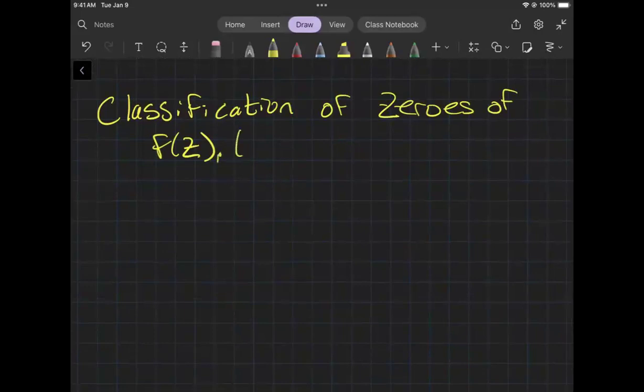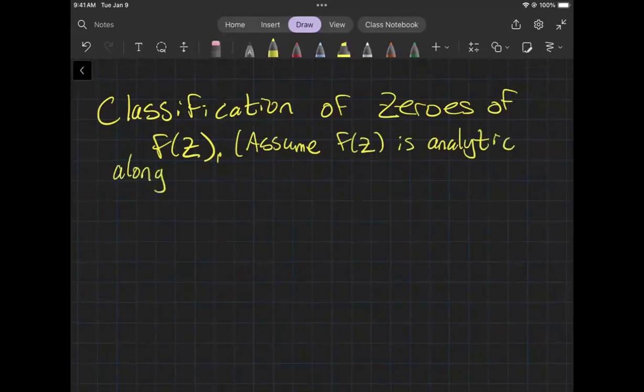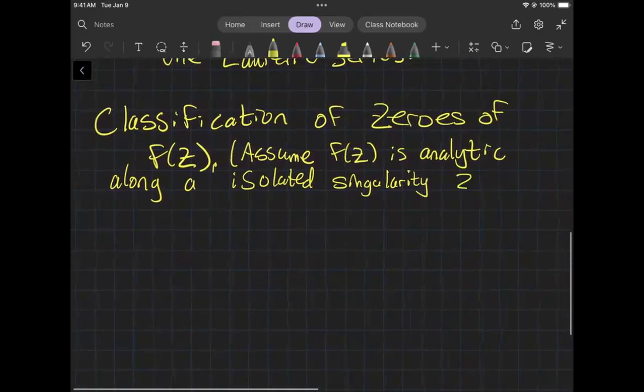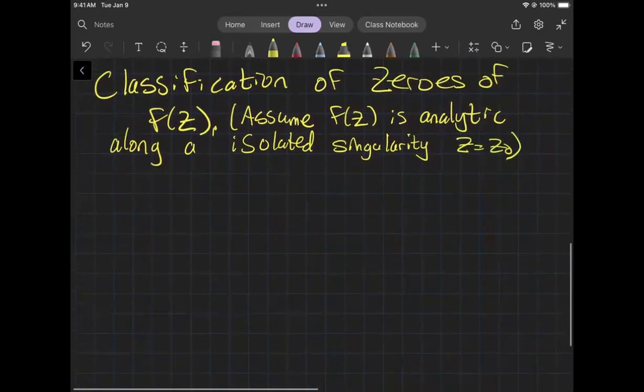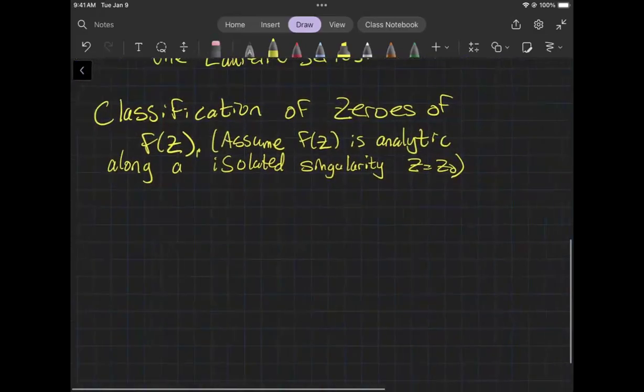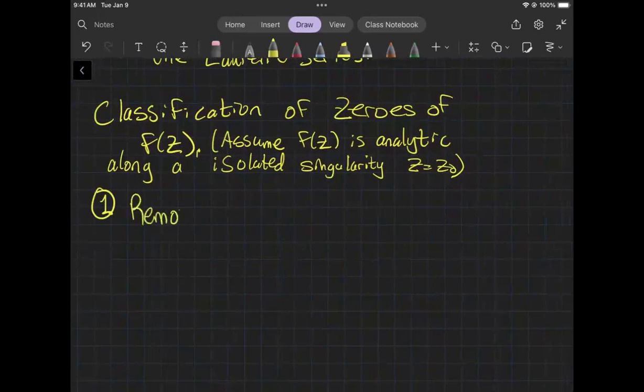And then in this example, we're going to assume that f of z is analytic along an isolated singularity z equals z naught. Okay. So the first type of classification is what's called a removable singularity.